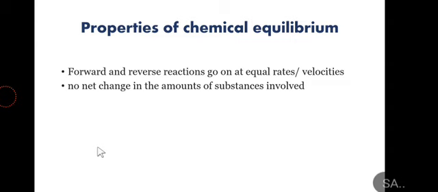So I just told you about chemical equilibrium. We'll see some properties now. There are two properties of chemical equilibrium. First, forward and reverse reactions go on at equal rates and velocities. So the rate of reaction, in this forward and reverse reaction, is the same. The speed of combining of reactants to give the products, and the decomposition of the products back into the reactants, occur at the same pace, at the same speed. So this is one property of chemical equilibrium.